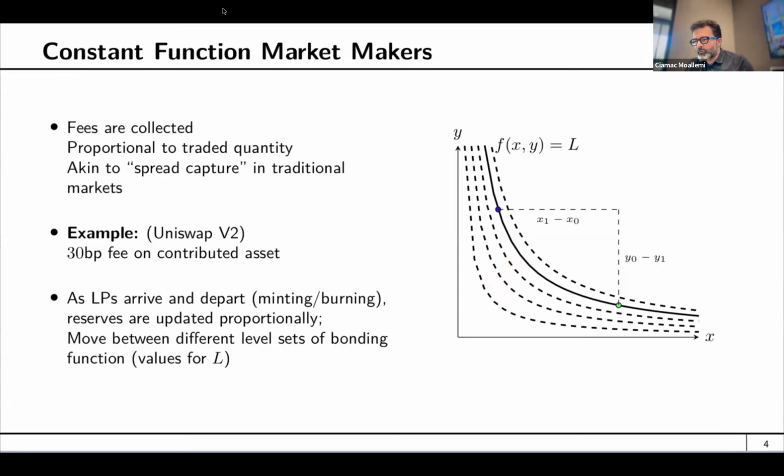So the overall structure is that arriving traders are forced to maintain the invariant. On top of maintaining the invariant, they pay a transaction fee, effectively equivalent to a bid-ask spread. And finally, from the perspective of the liquidity providers arriving and departing, that's moving from one level set to another level set of this curve. So that's the core structure.